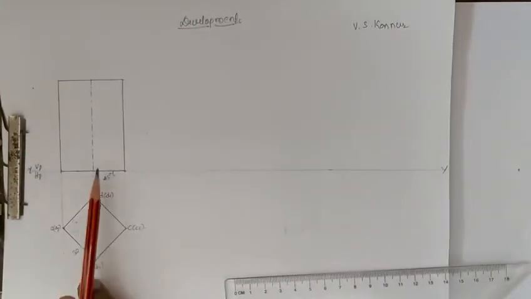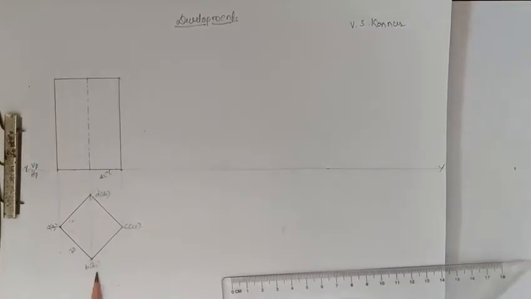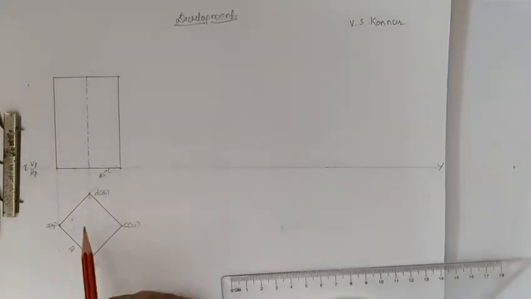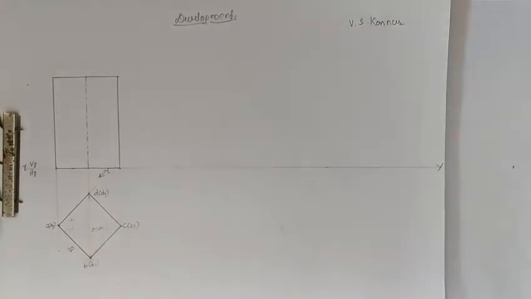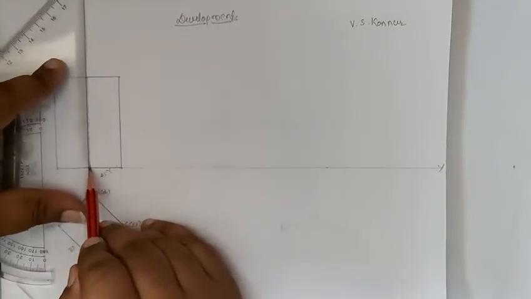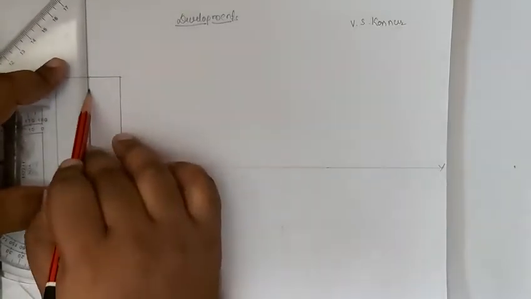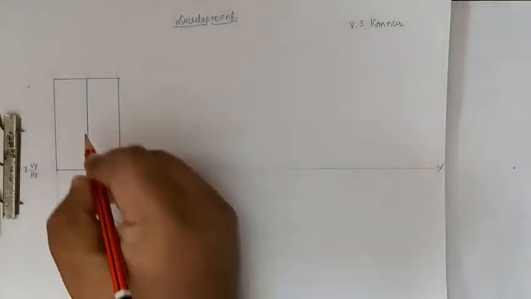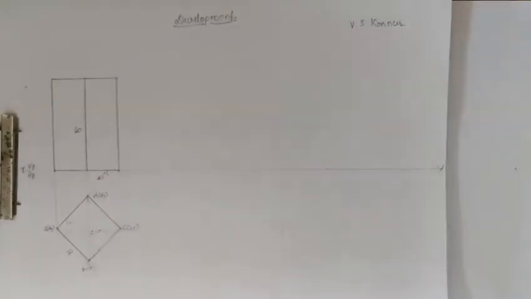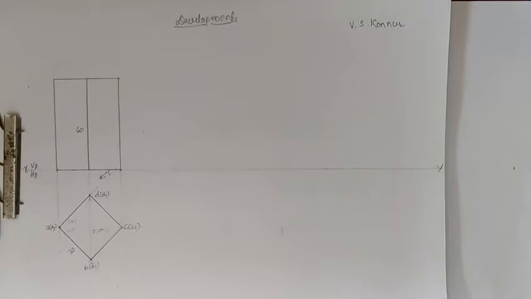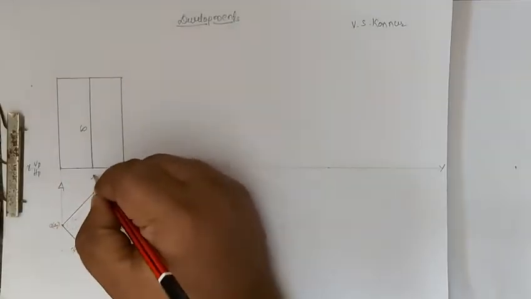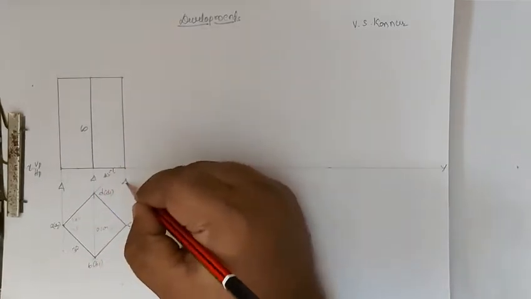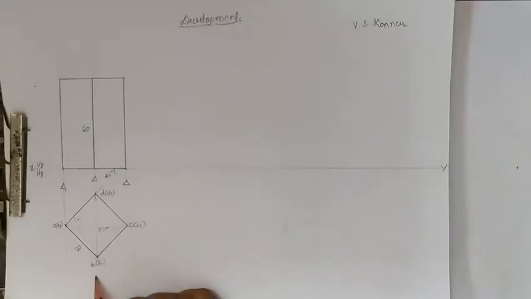Here this axis line is not visible because BB1 is overlapping OO1. This is OO1, right? BB1 is overlapping OO1. Because of that, the axis line is not visible. So we'll make it dark. And the height is 60 mm, and one of its edges is 30 mm. Now we'll mark.